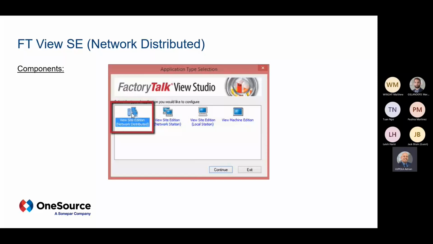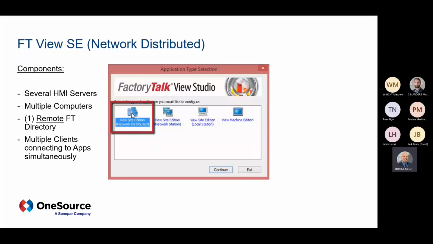The next set we'll cover, and we're going to be spending a little more time in here, is the network distributed. This is a FactoryTalk network application that contains several servers. They're all running on multiple computers, with multiple clients connecting to applications simultaneously all at once. Each piece can be located individually or as part of a larger network, which means that all the parts, including the clients, are all on the same FactoryTalk directory, which is remote.